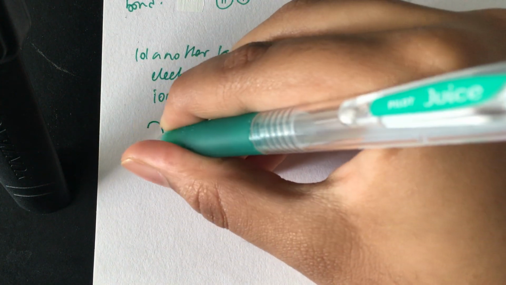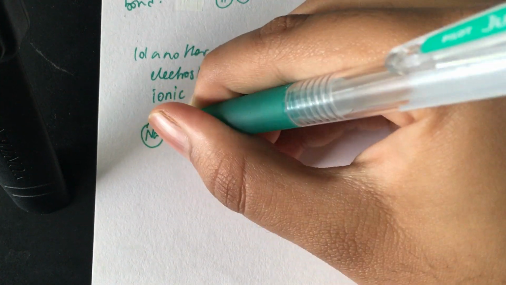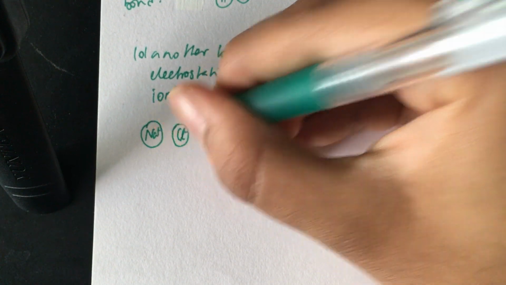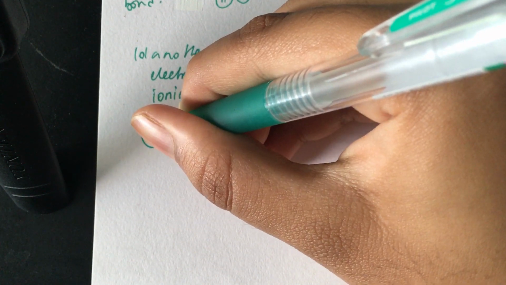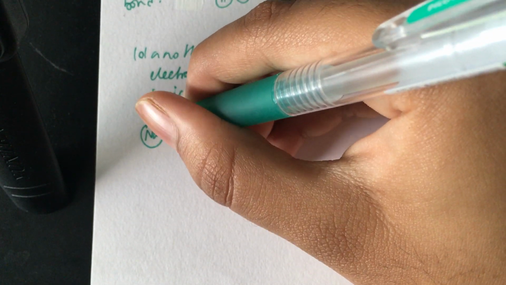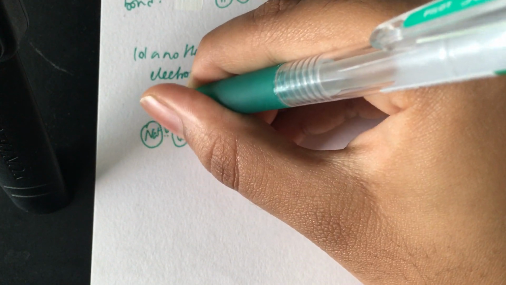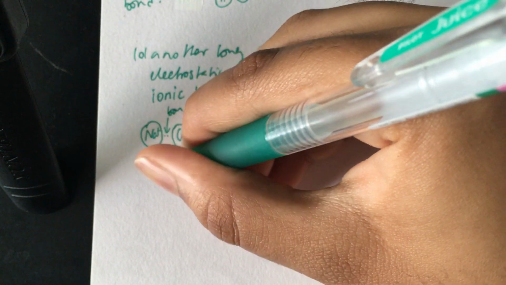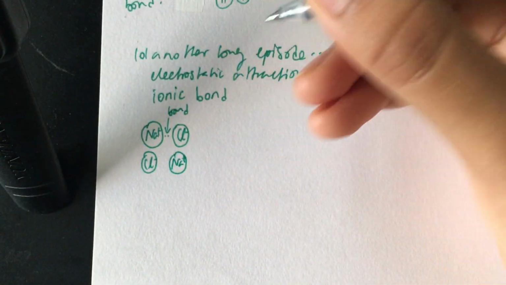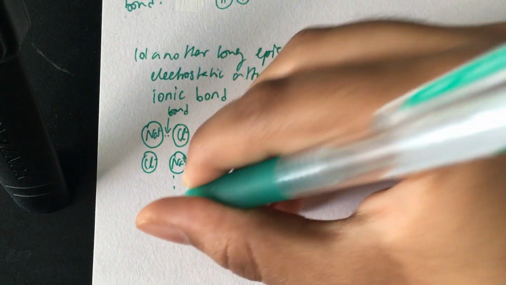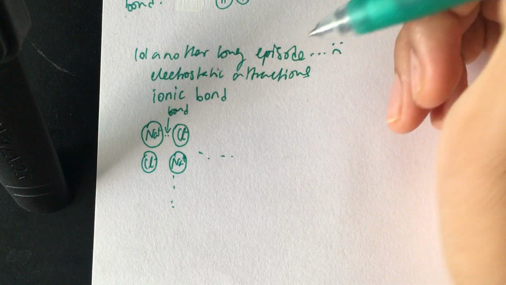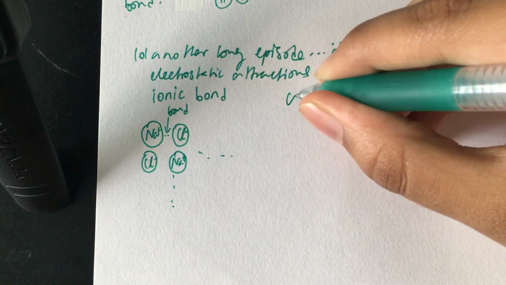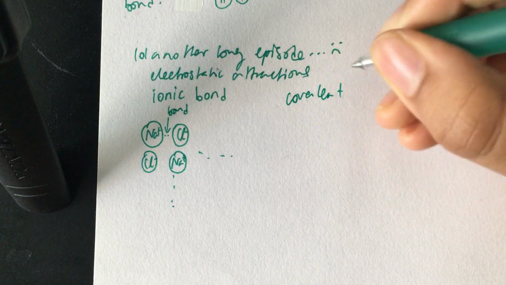So in an ionic bond, you have a positive ion and a negative ion, the cation and the anion, and they are attracted to each other because one is positive and the other negative. That's the idea: the electrostatic attraction between the positive charge and the negative charge. That's how an ionic bond works. And the covalent bond is where you're sharing the electrons instead.